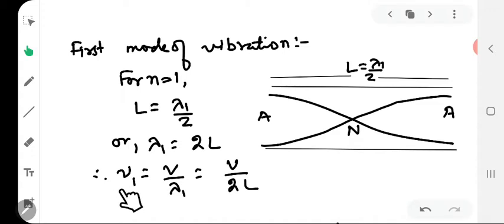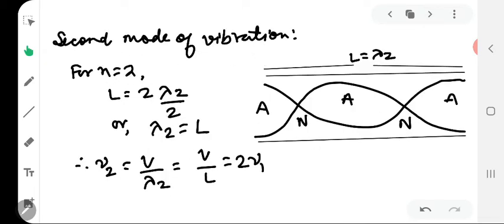Hence ν1 is v/λ1, which shall be equal to v/2L, as λ1 is equal to 2L. So this is the fundamental frequency or pitch of the tone, or what is called the first harmonic, and this is how the wave shall be formed within the pipe. So we have antinodes at both the open ends and there is one node in between. These are the two positions of maximum displacement, and this is for the minimum. L is equal to λ1/2.